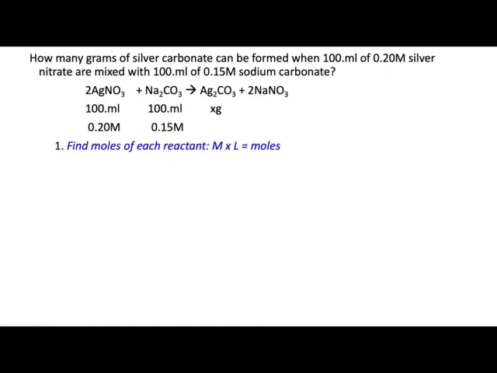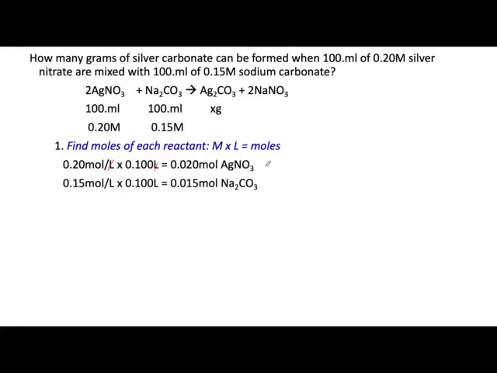So I'm going to find the moles of each reactant by using molarity times liters equals moles. So when I do it for the silver nitrate, I'm going to take my molarity, 0.20 moles per liter, and I'm going to convert my milliliters to liters, 0.100 liters, and when I multiply them, the liters will cancel out, and I get that many moles of silver nitrate. I'm going to do the same thing for the sodium carbonate now. So I take the number of moles per liter, the molarity, multiply it by the number of liters, and again the liters will cancel, and I get a different number of moles of sodium carbonate.